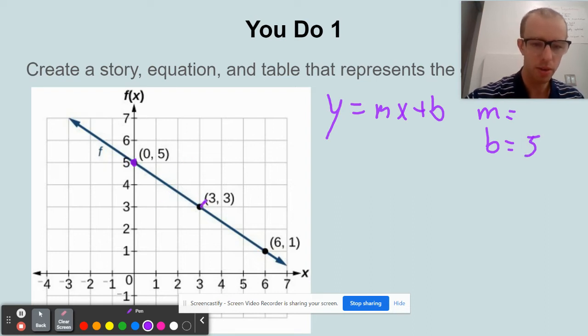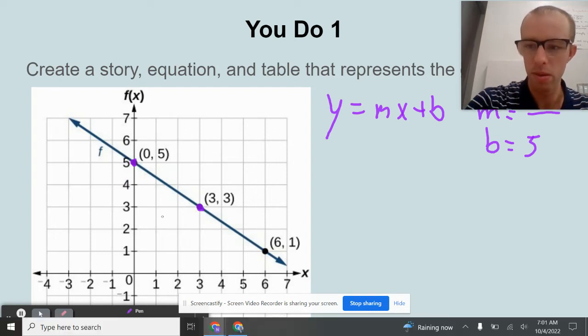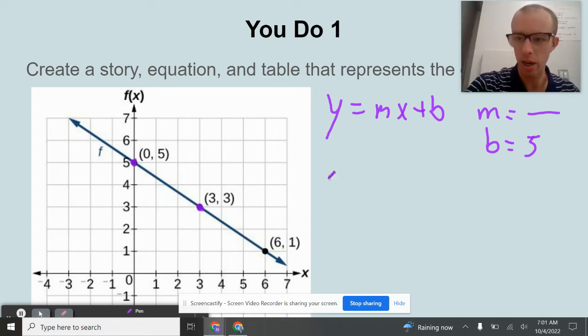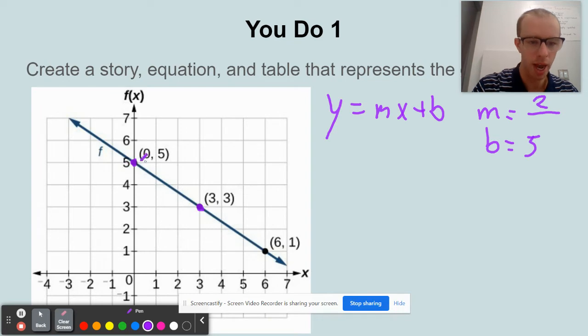And my slope is rise over run. So how do I get from this point to this point? Well, to get from 3 to 2, I go down 2, right? So I can put a 2. I can put a 2 right here, right? Because we go down 1, 2. But since it's down, it should be a negative 2.